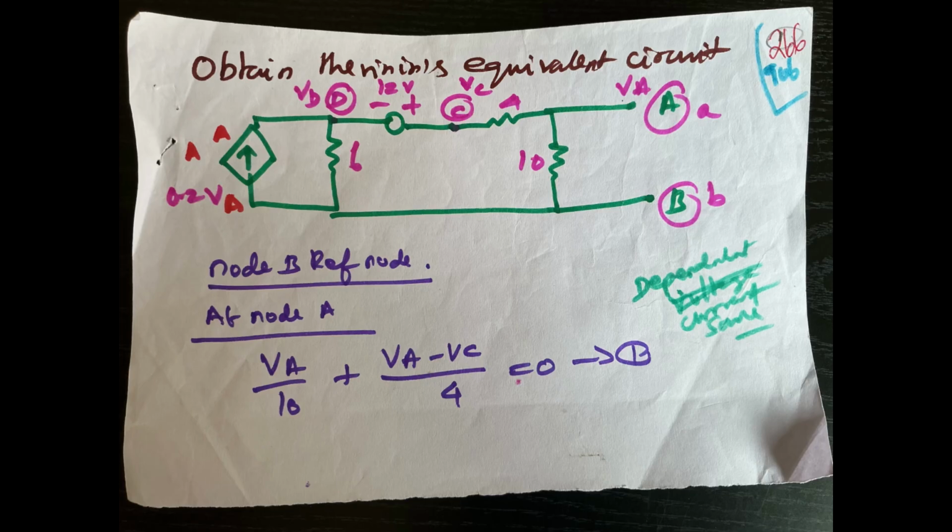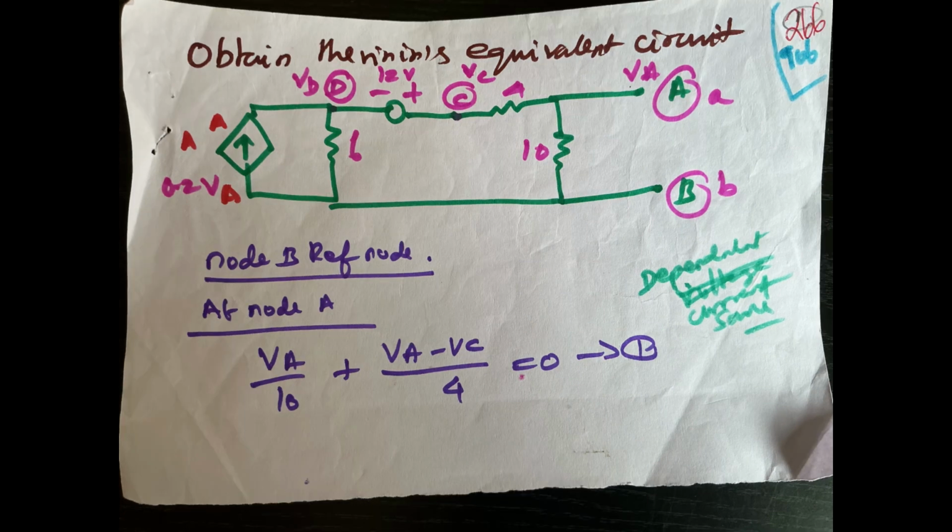Consider node A. Nodal voltages apply in Thevenin's equivalent circuit. At VA, that is node A point, the meeting elements are 4 and 10 ohm. So VA divided by 10, the 10 ohm is dependent on the voltage VA. And the 4 ohm is dependent upon the voltage VA and VC, in the opposite direction, so plus VA minus VC divided by 4 is equal to 0. This is the first equation we found out.